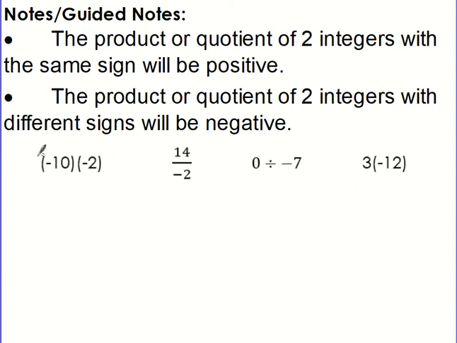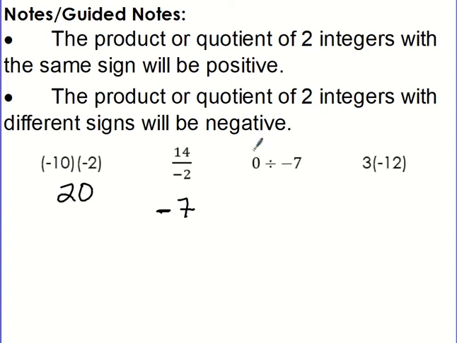So here we first look, these are the same sign, both negative. So we know that their answer, no matter what, is going to be positive. So we just go 10 times 2 is 20. And since they were the same sign, it's positive. Okay, next one, 14 divided by negative 2. These are different signs. So different signs will be negative. So I go 14 divided by 2, 7. But because they're different signs, it's automatically negative.